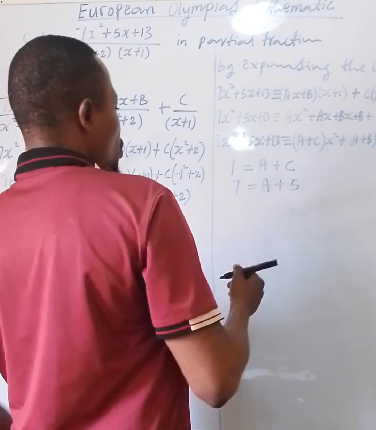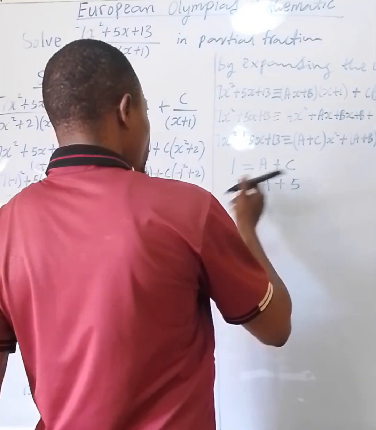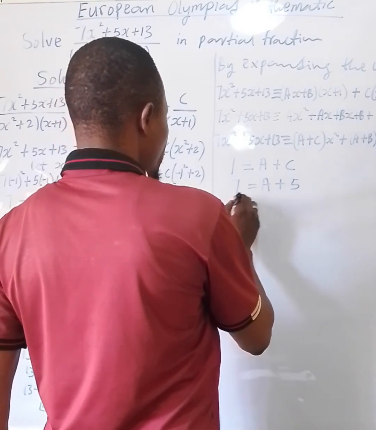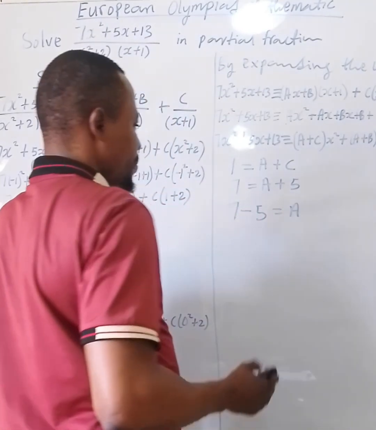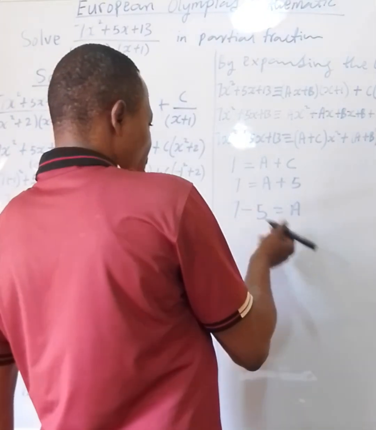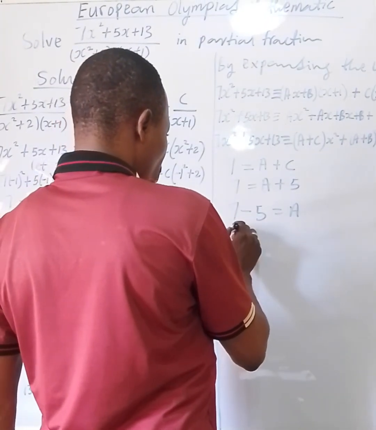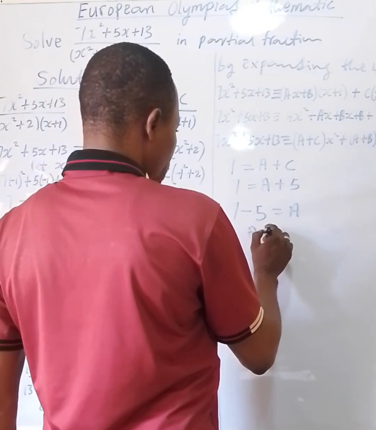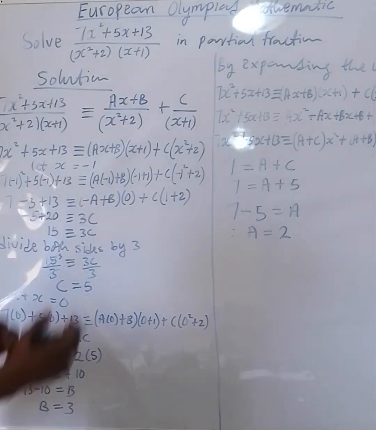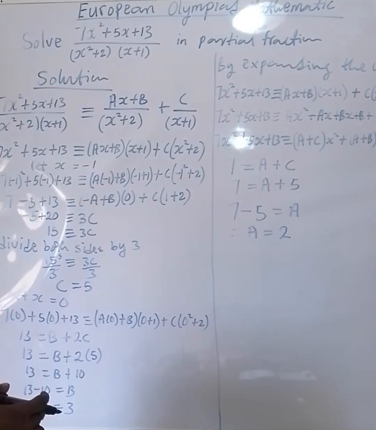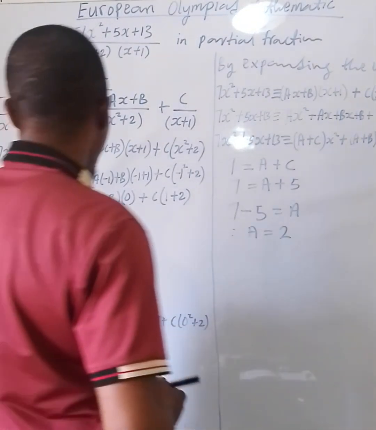Are we together now? So after that, you now take this 5 to the other side. We now have 7 minus 5 equals a. So 7 minus 5 will give us 2. So therefore, a equals 2. Are we together? So we have gotten the 3 answers that we need to get for a, b, and c. Then you will now conclude.